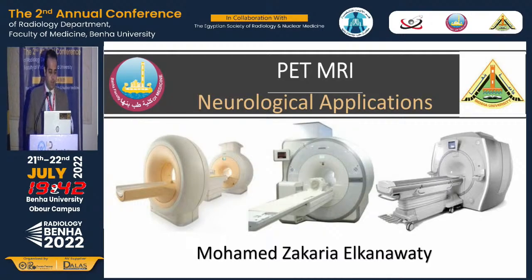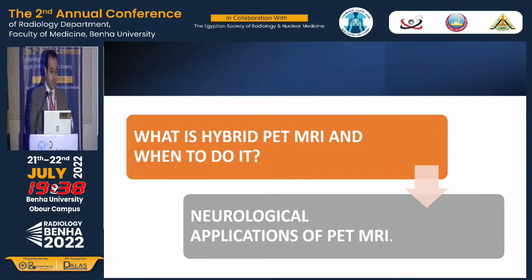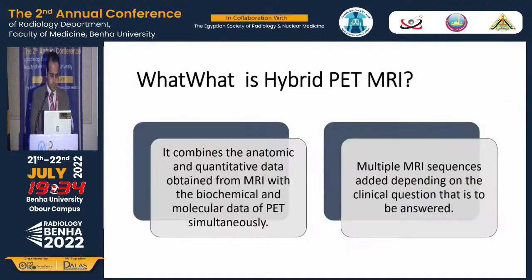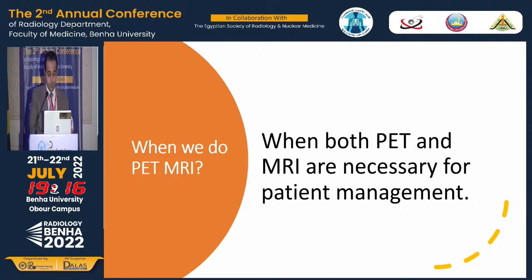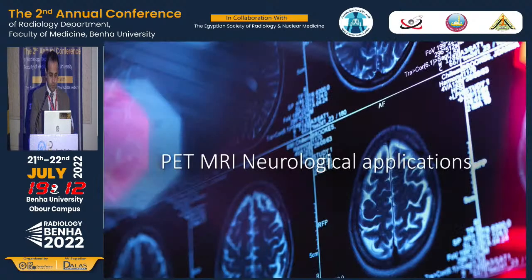I'm going to talk briefly about PET MRI neurological applications. What is hybrid PET MRI and when to do it, and what are the neurological applications of PET MRI? Hybrid PET MRI combines anatomic and quantitative data obtained from MRI with the biochemical and molecular data of PET simultaneously. Also, multiple MRI sequences are added depending on the clinical question that is to be answered. When to do PET MRI? When both PET and MRI are necessary for patient management.